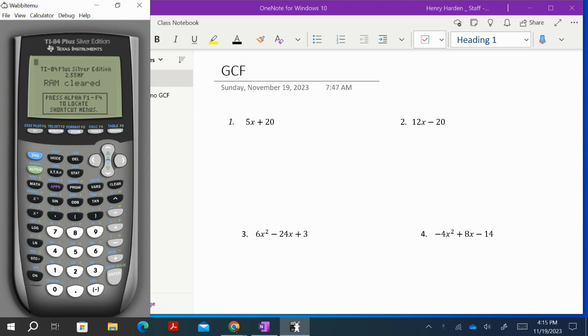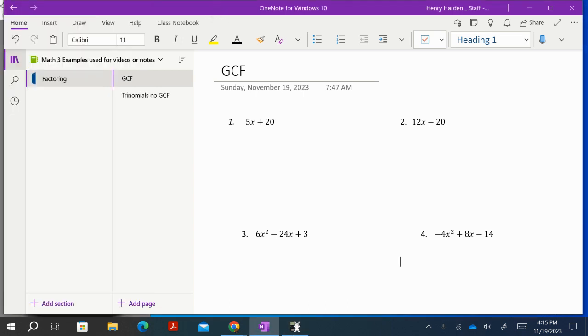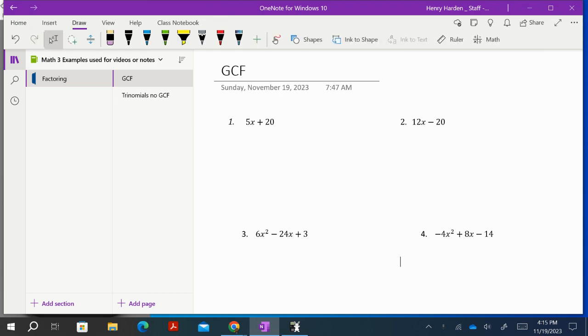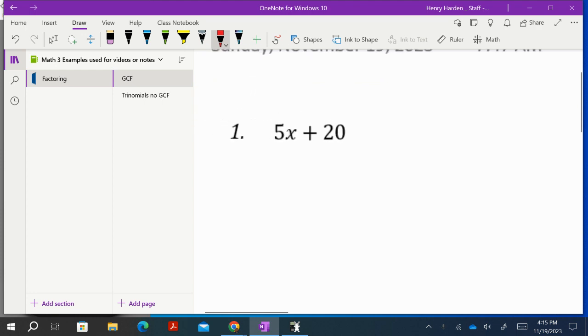All right, y'all. I'm gonna make a quick video on GCF. So when you are factoring GCF, we know it is the greatest common factor. What we're looking for here, when you have your expression, in this case we have two terms for this first one, is what is the biggest number that can divide into both of them.